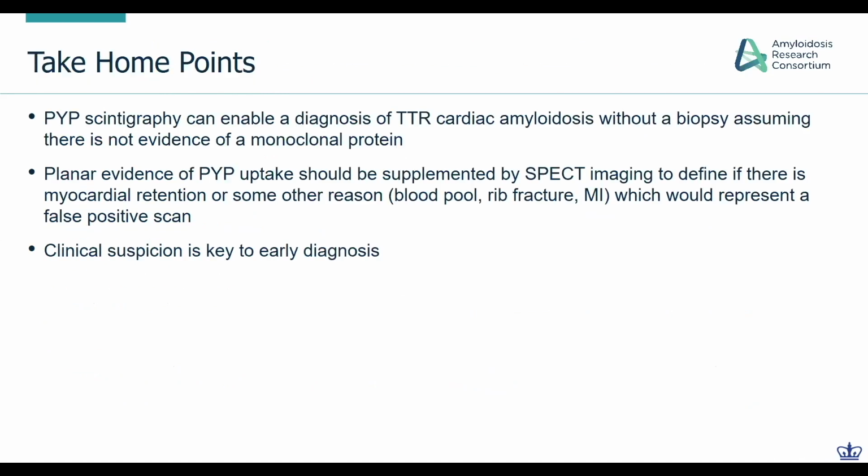So, take-home points: PYP imaging can enable a diagnosis of TTR cardiac amyloidosis without biopsy if there is no evidence of monoclonal protein. And planar evidence of PYP uptake should be supplemented by SPECT imaging to define if there is myocardial retention, or for some other reason, blood pool, rib fracture, or MI, which has focal uptake, which would represent a false positive scan. And clinical suspicion is key to early diagnosis.